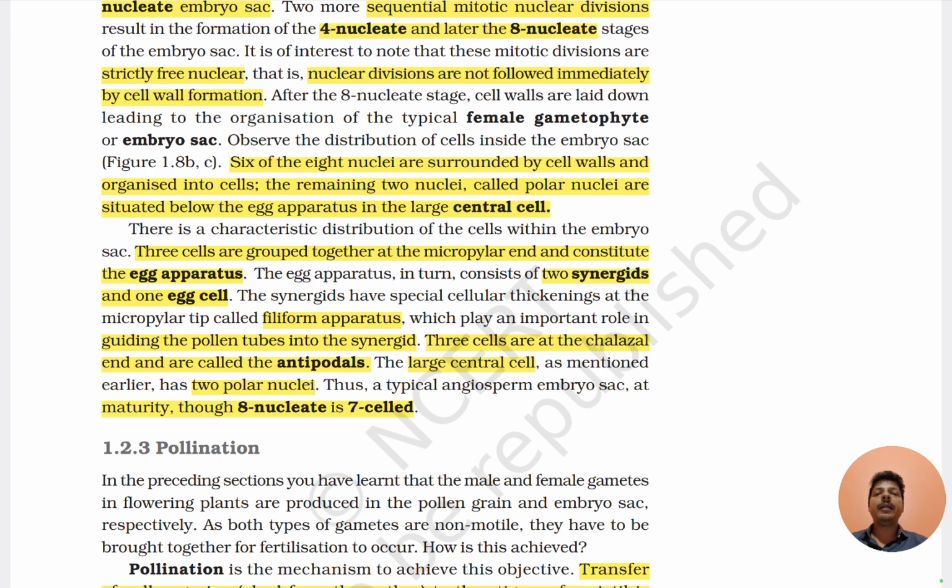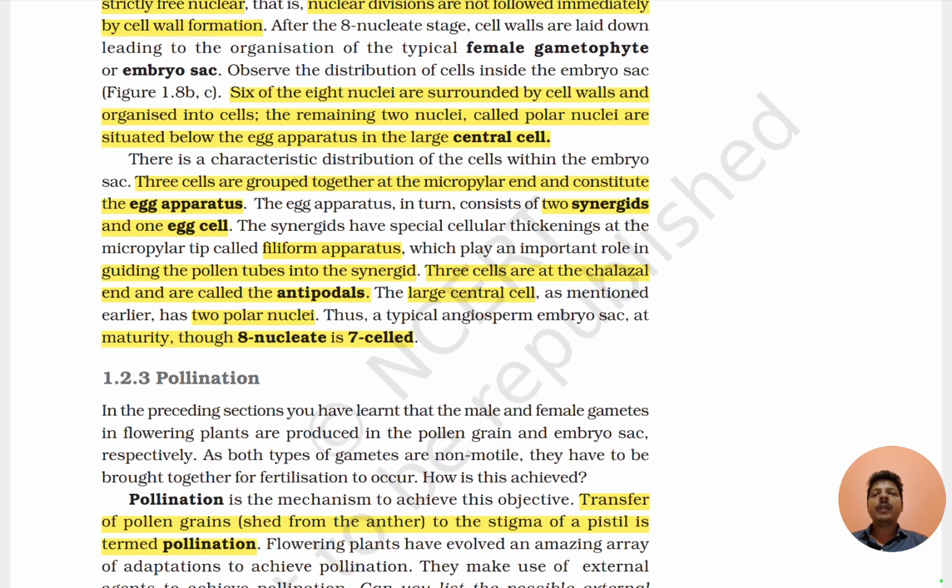The remaining two nuclei, called polar nuclei, are situated below the egg apparatus in the large central cell. Therefore, it is also given that three cells are grouped together at the micropylar end and constitute the egg apparatus. The egg apparatus in turn constitutes two synergids and one egg cell. The synergids have special cellular thickenings at the micropylar tip called the filiform apparatus, which plays an important role in guiding the pollen tube into the synergids. A question will be asked: what is the function of the filiform apparatus? So you have to write, it guides the pollen tube into the synergids.